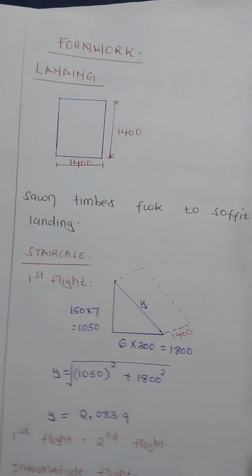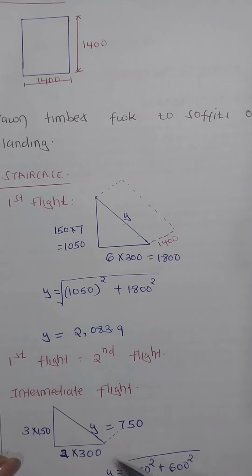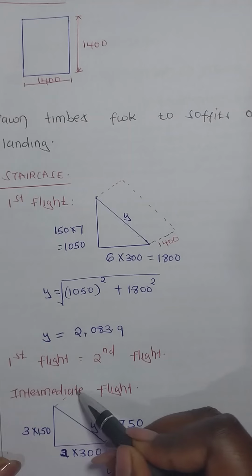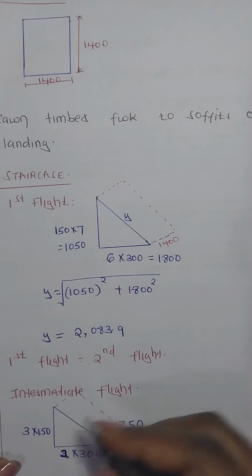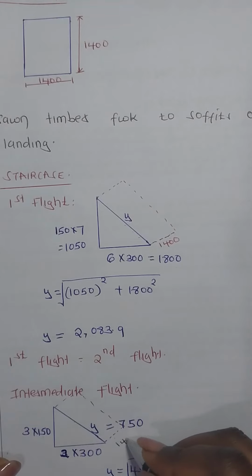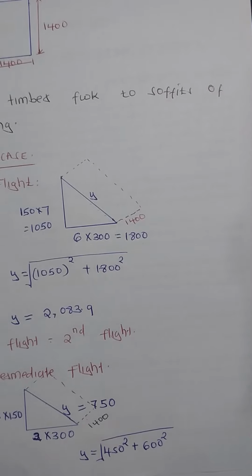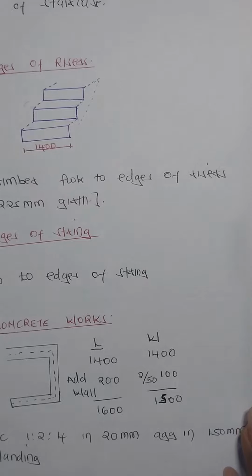Now from that one we get this side, they are 3 and the treads are 2. That gives us 450 squared plus 600 squared. The square root is 750. Now we also have that section that we are going to look for the formwork. Now this is 750, this is also 1400. It's still the same. Now once we get that, then we can book for that formwork.